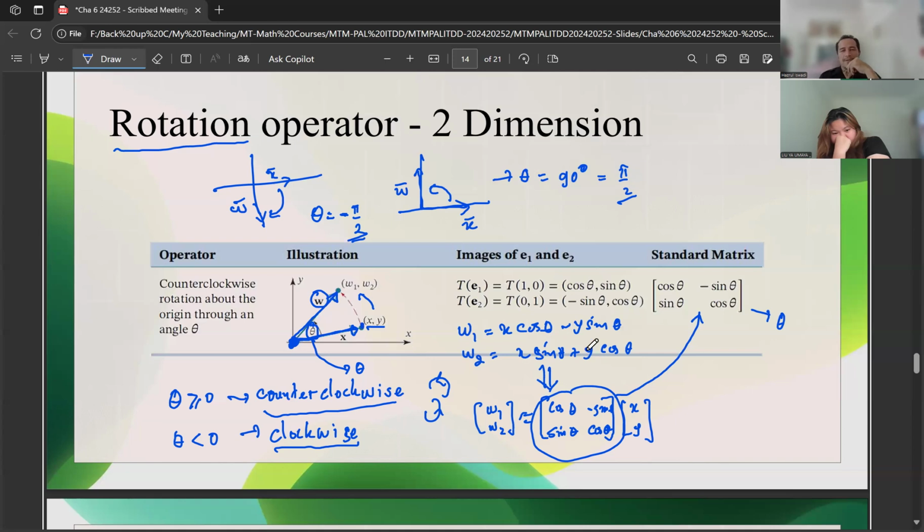Yeah, so now we have that this is the standard matrix in two dimensions. You must memorize it, ya, harus mengingat ini, harus dihafal ya. Cos theta, minus sin theta, this is cosine theta.